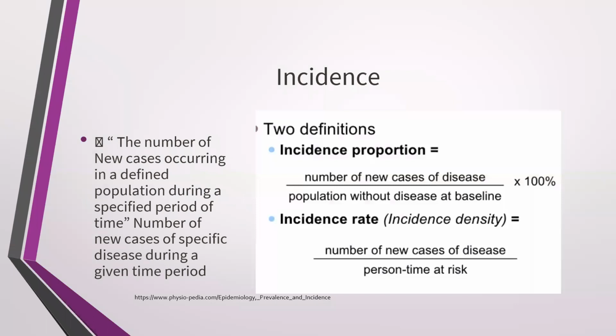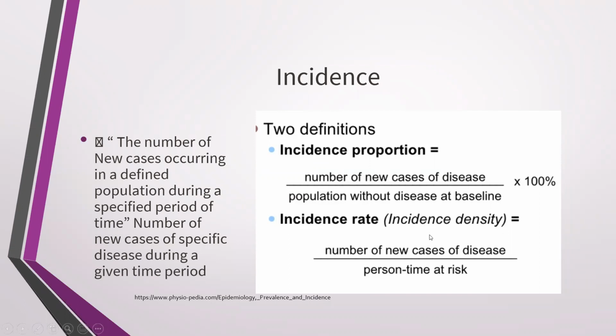So what is incidence? Incidence is the number of new cases. Whenever we are calculating, we select a target population, the population without disease at baseline, and the number of new cases of the disease, and it's a percentage, so we multiply it by 100. So the population during a specified period of time is selected, and the number of new cases are calculated.